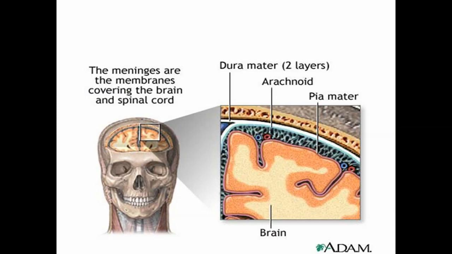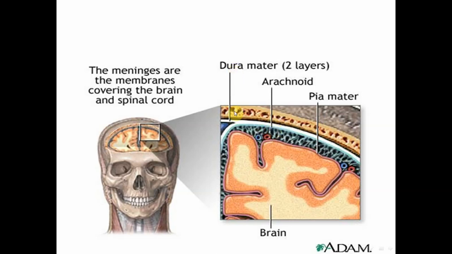Meningitis is inflammation of the meninges. The meninges, as you know, have three layers. The pia mater, which is covering the brain tissue. The arachnoid, which is the layer in between.